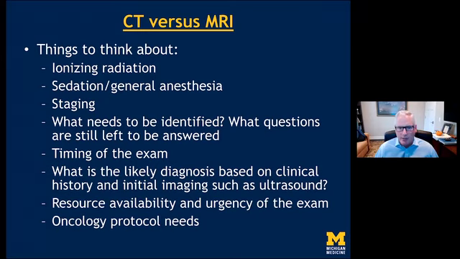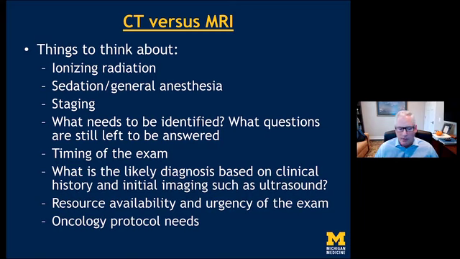Also, what is the staging for that particular tumor that you suspect based on your ultrasound? And what would be the quickest, most efficient, and most effective way for you to answer all the questions the oncologist needs with regards to staging? So what needs to be identified? What questions are still left to be answered? What about the timing of the exam? If this needs to be done on an urgent basis, say, for example, a patient is dropping their hematocrit from a cystic Wilms tumor that's hemorrhaging, do you wait for MRI or do you go quickly to CT, which is a much faster exam and then therefore safer for the patient?